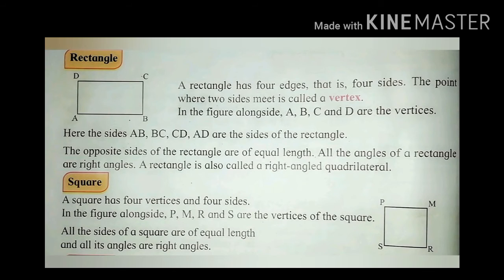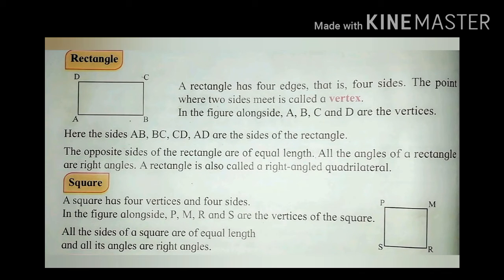All the angles of a rectangle are right angles. A rectangle is also called a right angled quadrilateral. Not all sides of a rectangle are equal, only the opposite sides are equal in length. All angles of the rectangle are right angles. Here you won't get an acute angle or obtuse angle. There is only right angle at every corner. A rectangle is also called a right angled quadrilateral because it only has right angles.